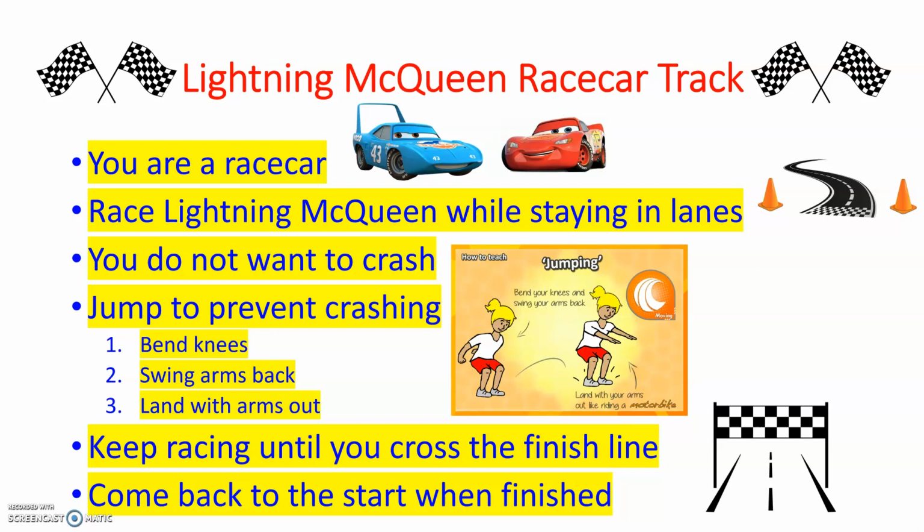If you look at this picture here, the girl, she's bending her knees, she swings her arms back before she jumps, and then when she lands, she's landing with her arms out just like she's riding a bike. You will keep racing until you cross the finish line. Once you cross the finish line, you will come back to the start line and I will start you again. You will just keep going through the track.